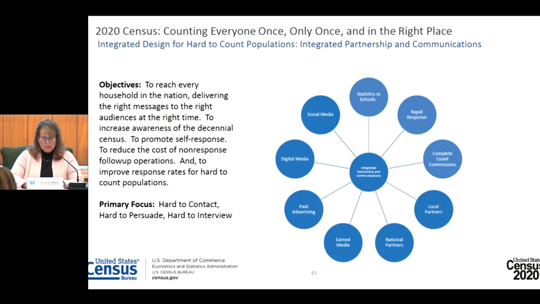The Integrated Partnership and Communications will offer statistics in schools, which can support early efforts to educate about the Census Bureau and the value of the census, particularly schools in hard to count areas. It also includes digital media, social media, paid advertising, earned media, rapid response, and the partnership program, which includes national partners, local partners, and complete count commissions.